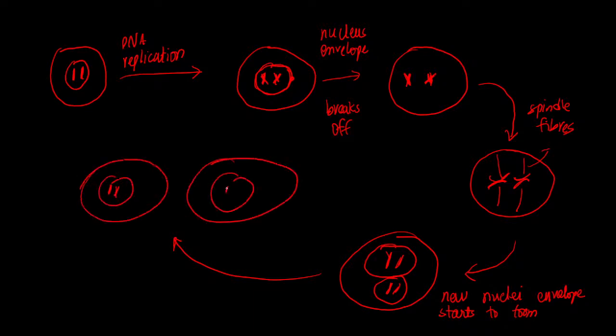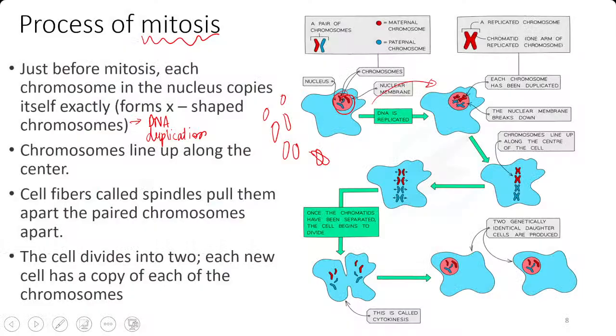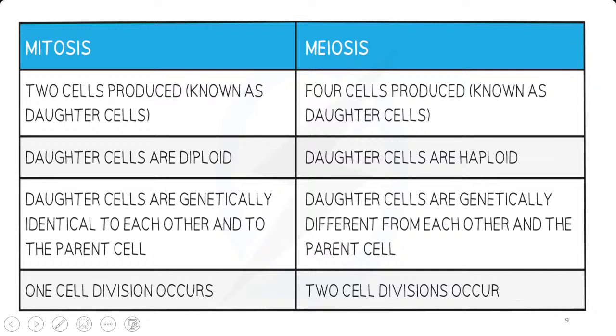Okay, just ignore my drawing. How do you spell this? Cytokinesis, sorry. So as you can see, they are both genetically identical to the parent cell, right? Let's move on. So this is basically everything that it was saying.